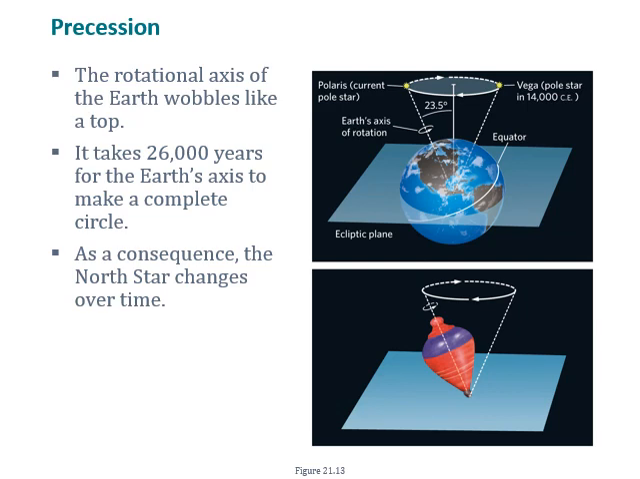Precession is the rotational axis of the Earth wobbling like a top. It takes 26,000 years for the Earth's axis to make a complete circle in the wobble. As a consequence, the North Star changes over time. You can see Vega was the pole star or the North Star in 14,000 Common Era, whereas today Polaris is the current pole star or North Star.